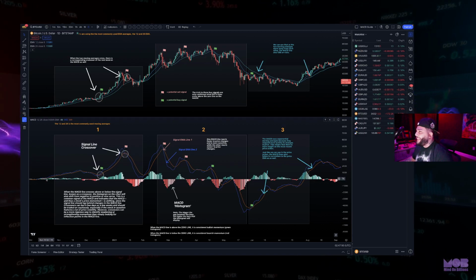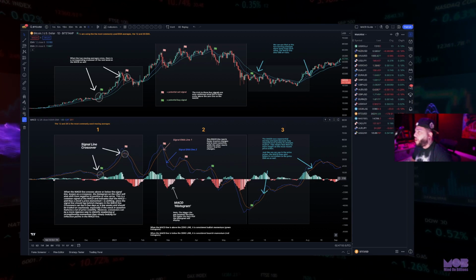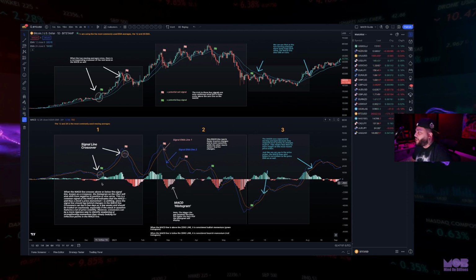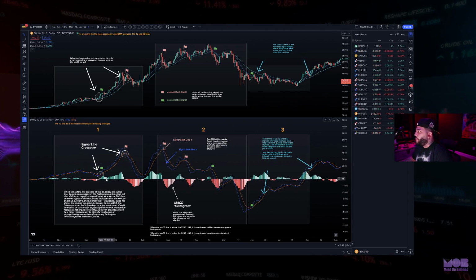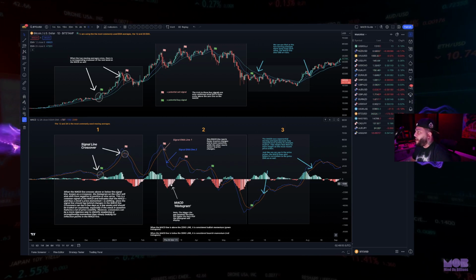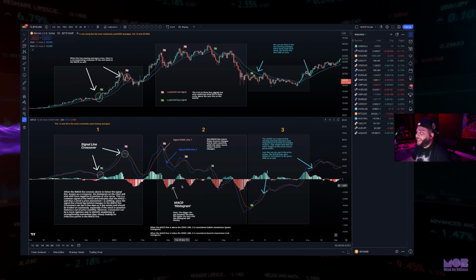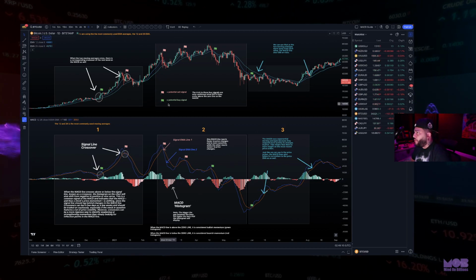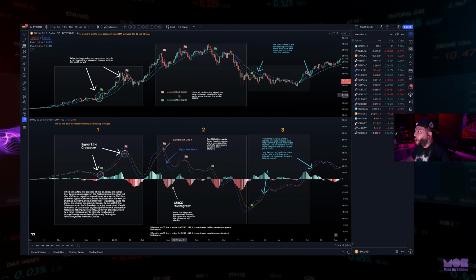And then you see these bars. This is what you call the histogram. The green bars indicate bullish momentum, meaning price is going up. The red bars indicate bearish momentum, which means price going down. Right over here, you're going to see the potential buy signals are green flag, potential sell signals are red flag.